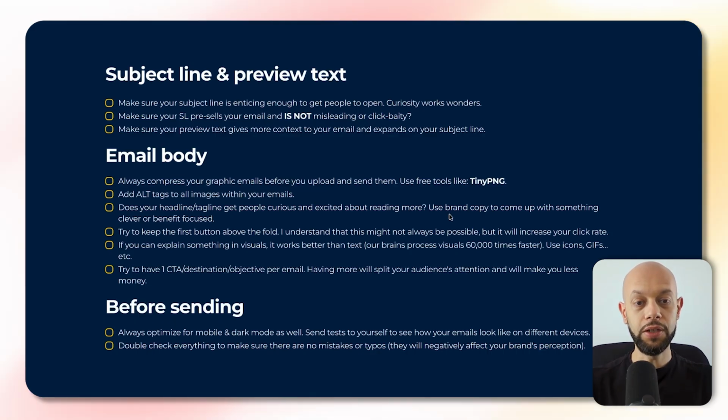And the last one in terms of the email body is to try to have one CTA destination or objective per email. If you have multiple destinations, like in the example from Dr. Squatch, they had the product and at the bottom they had a giveaway, then this will divide the subscribers' attention and it will reduce the performance from your email. Before sending your emails, always optimize for mobile and dark mode as well. So you can go ahead and send tests to yourself just so you can see how the email looks on different devices. And the last thing is to double check everything to make sure there are no mistakes or typos. So these will negatively impact your brand's perception.